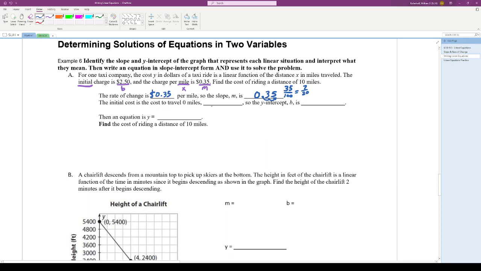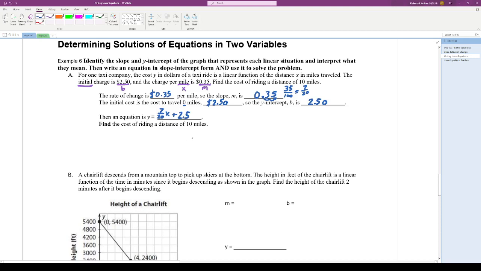The initial cost to travel 0 miles is $2.50, which doesn't actually make a lot of sense at 0 miles, because if you don't go anywhere, you're not going to pay $2.50, right? But this is just how we think of it, as whatever our fee per mile is, we're adding $2.50 to that. So the y-intercept b is going to be 2.50. Then our equation will be y equals our slope, 7/20 times x, that's our mx, plus our y-intercept is positive 2.5. So that is what we would look at.